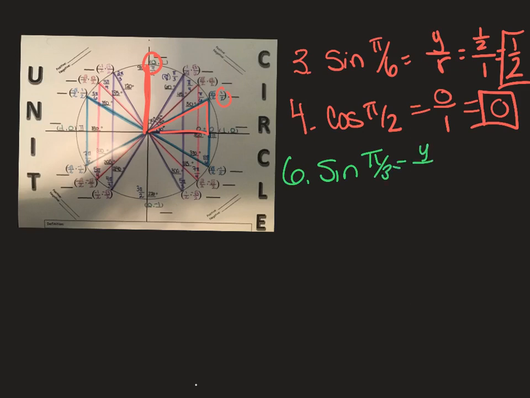Remember, sine is my y over my r. I'm still going to go to the pi over 3 line, which is right here. Sine is my y value, sorry. So it's going to be root 3 over 2. Oops, I said the right thing and wrote the wrong thing.